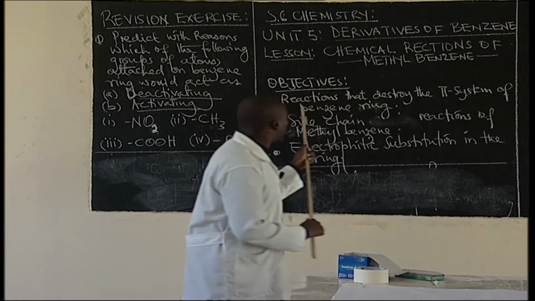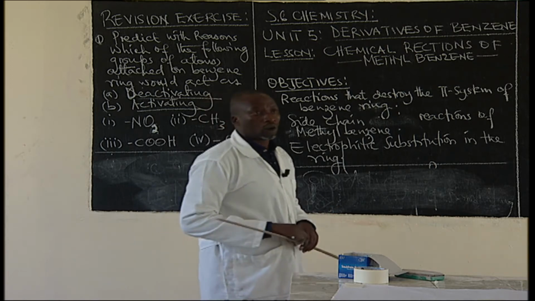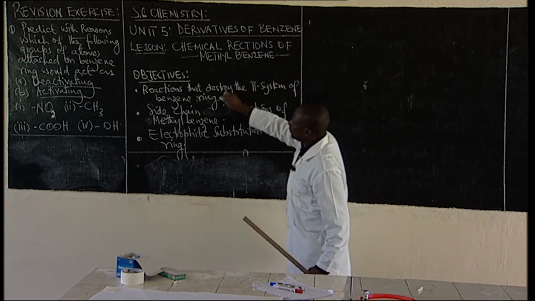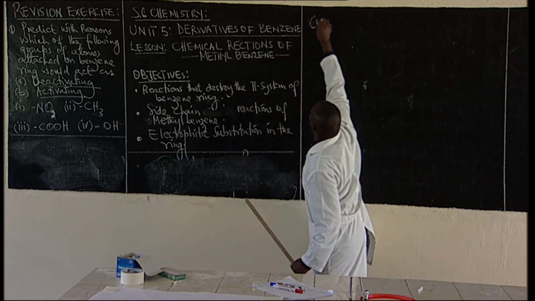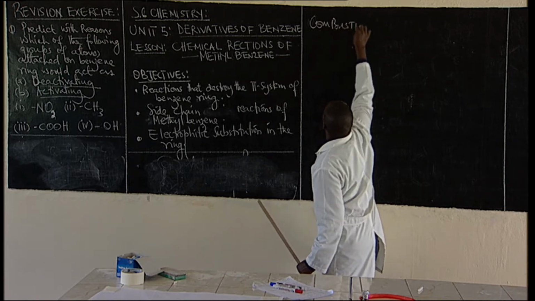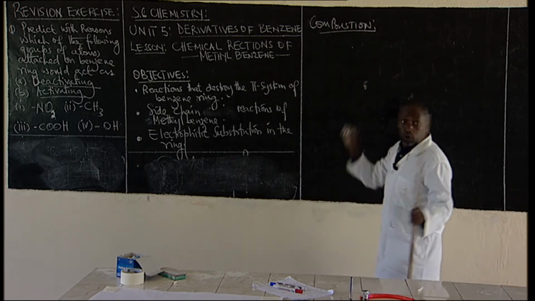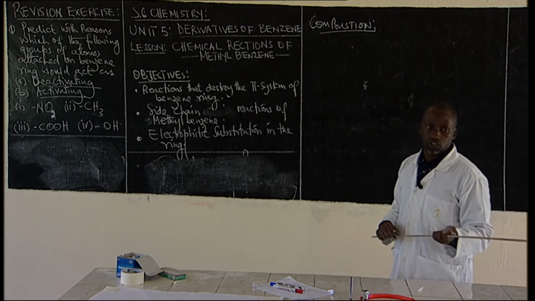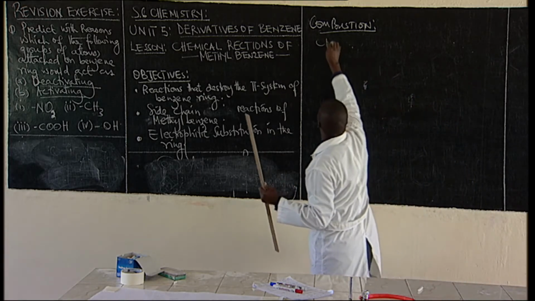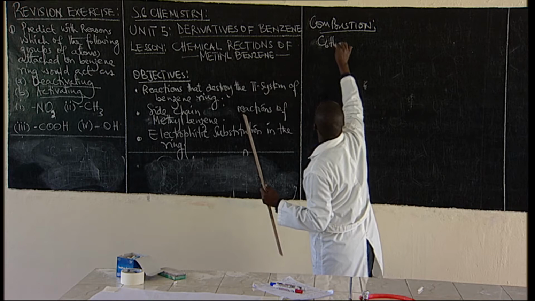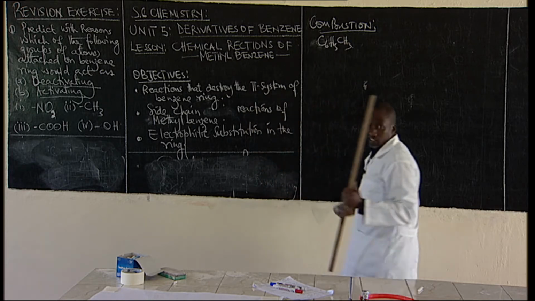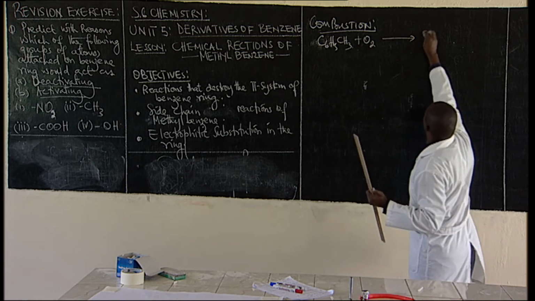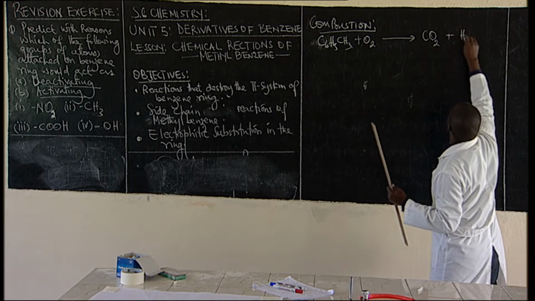So right away, let's go to the reactions that destroy the pi system of the benzene ring. One of the reactions that destroy, that is, we are starting with the reactions, is combustion. When we talk about the combustion, we are talking about the reaction with oxygen, and that is methylbenzene, C6H5CH3, that is the molecular formula, plus oxygen. This one will give us carbon dioxide plus water.